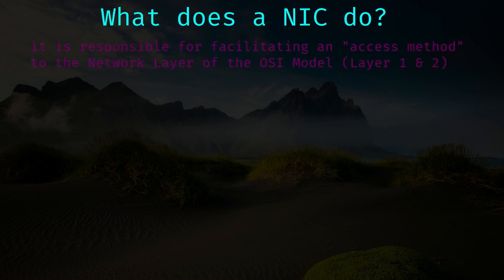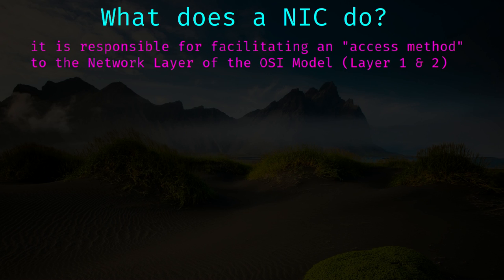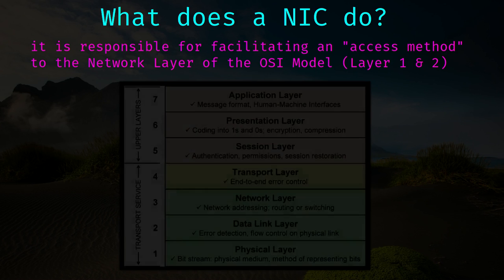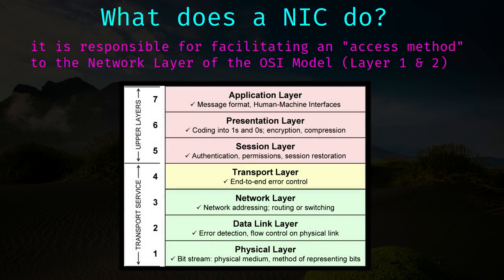Now what does a NIC do then? Well, a NIC is responsible for facilitating an access method to the network layers of the OSI model, particularly layer 1 and layer 2. Now, if you don't know what an OSI model is, here's a picture of how they are demonstrated. Don't worry about understanding it now. I will make videos on it later, but if you really want to know, Wikipedia does a really good job of explaining it.